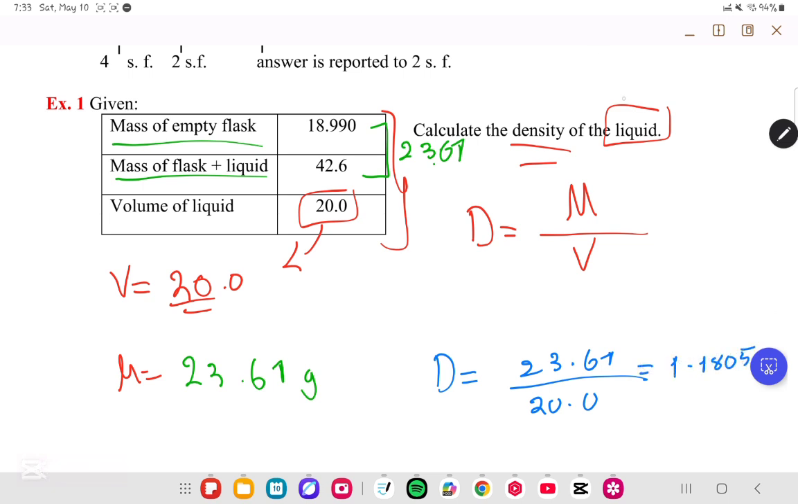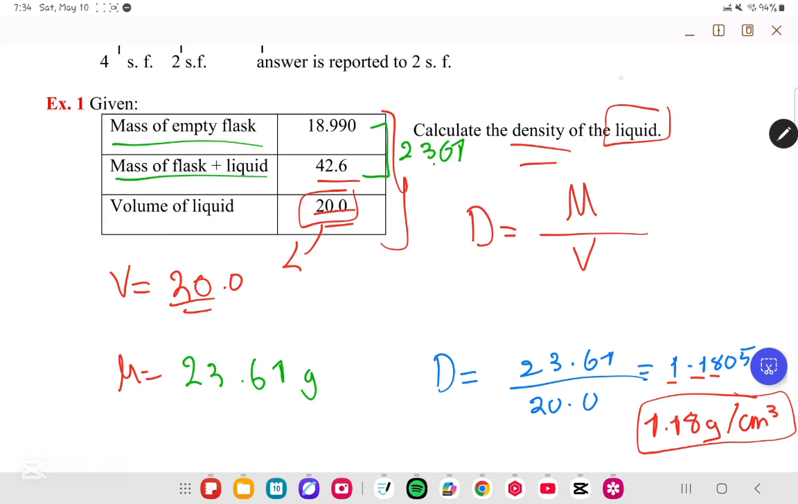Now pay attention to these significant figures. Take the lowest significant figures. In this case, it's going to be 3. So you're going to count 1, 2, 3. You cannot round it. So to 3 significant figures, it is 118 gram per centimeter cubed. I'm just going to assume this is what they want, even though they did not give us any units, because usually this is the unit for volume in chemistry.